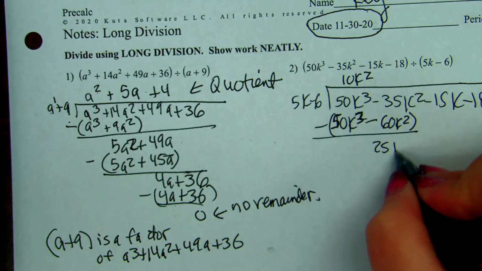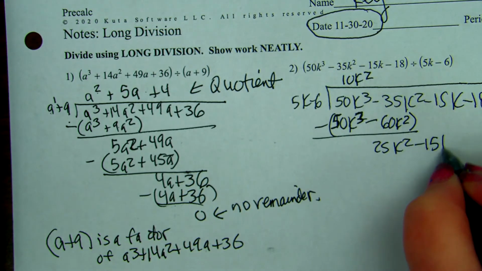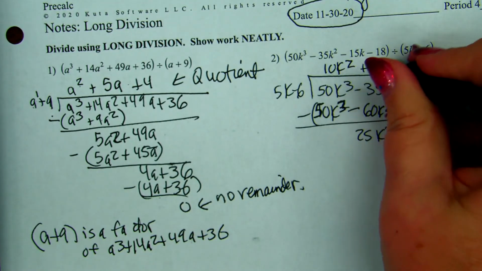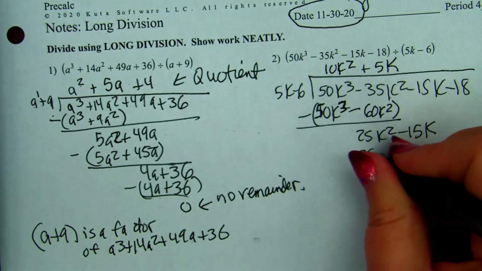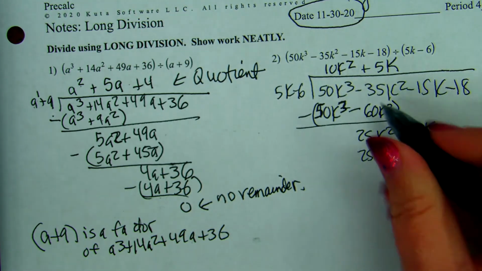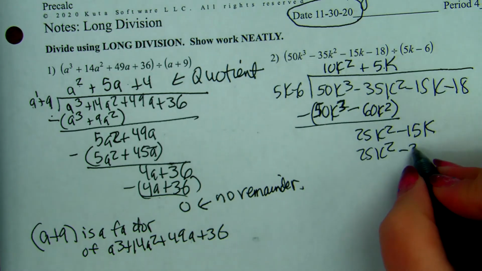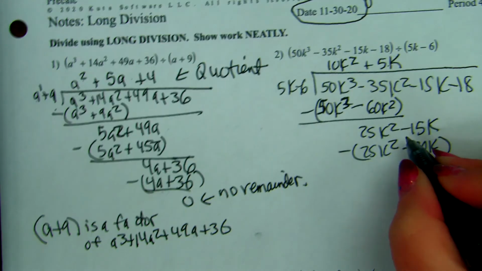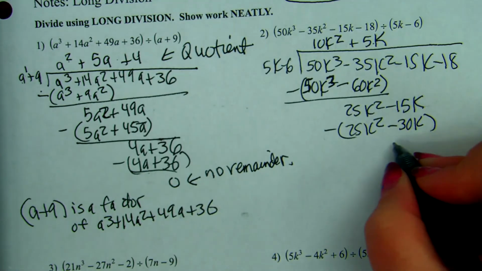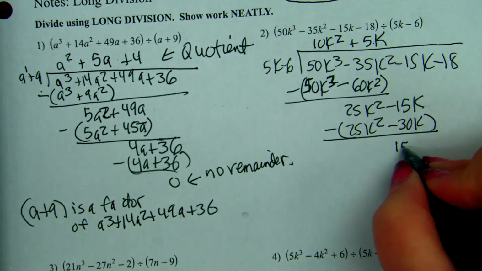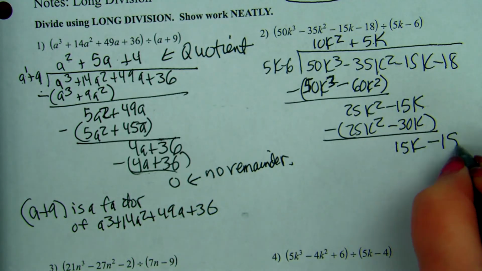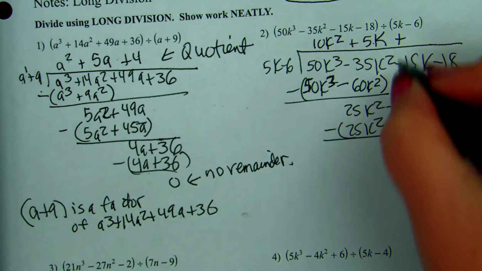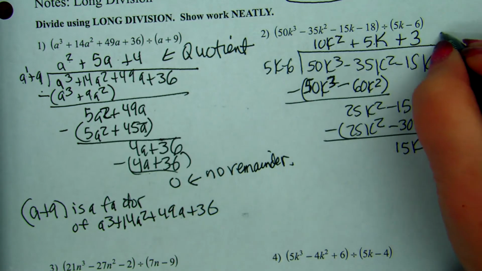These cancel, and we have negative 35 minus a negative is plus. So it's 25k squared minus 15k. 5k goes into 25k squared 5k times, and we get 25k squared. 5k times negative 6 is negative 30k. We subtract. These cancel. Negative 15 minus a negative 30 is plus 30. So we get 15k minus 18. And then 5k goes into 15k 3 times. So that's the quotient.